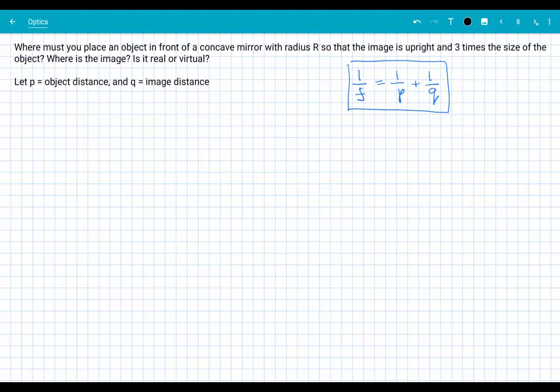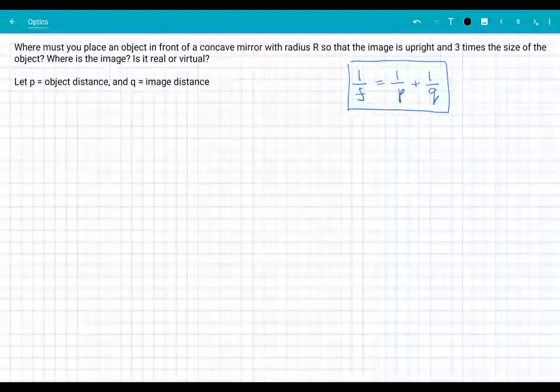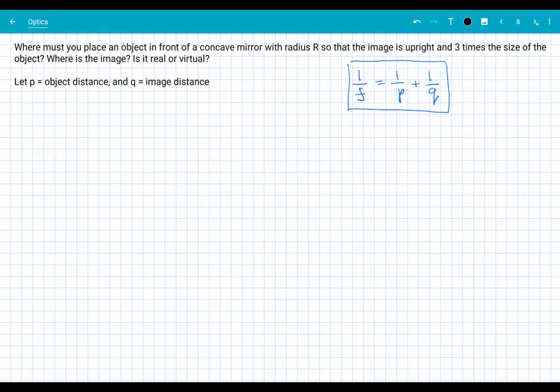Okay, this problem gives us a concave mirror with radius r, and it tells us that there's an object placed in front of that mirror, and the image must be upright and 3 times the size of the object. It asks us then where would we place an object to get this result? Where would the resulting image occur? And then it asks us to describe the resulting image. Is it real or virtual? So let's check it out.